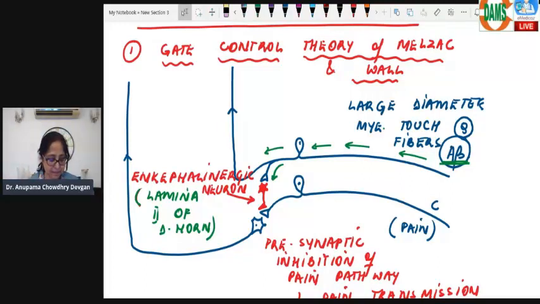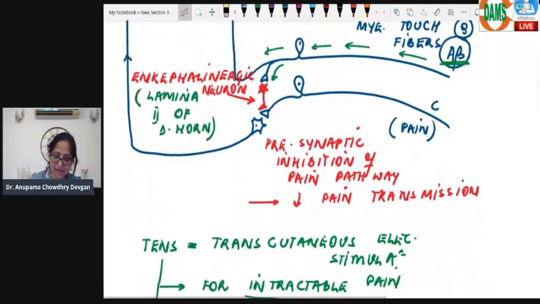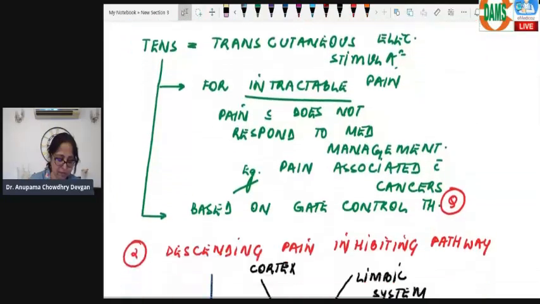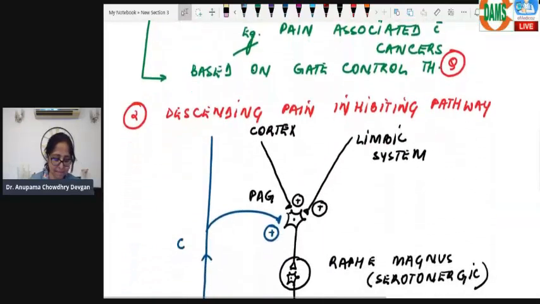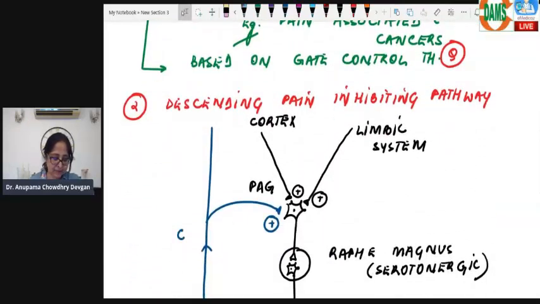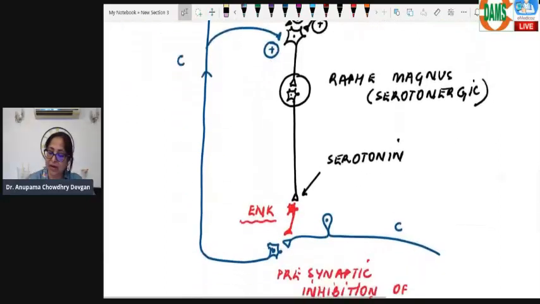Okay? Ganesh, which neurotransmitter is released by encephalinergic neuron? Enkephalin. Serotonergic neuron releases serotonin. Encephalinergic neuron releases enkephalin. Dopaminergic neuron releases dopamine. Okay? This is not negative feedback. This is a presynaptic inhibition of the pain pathway. Okay. All right.